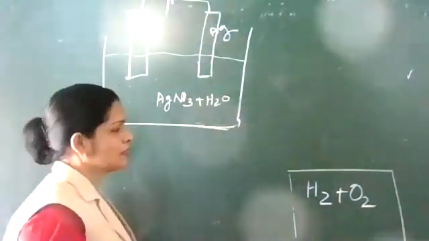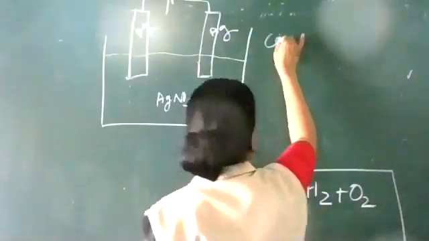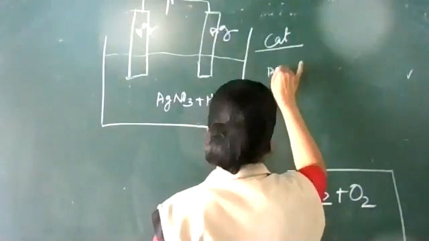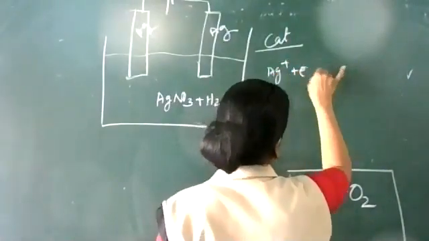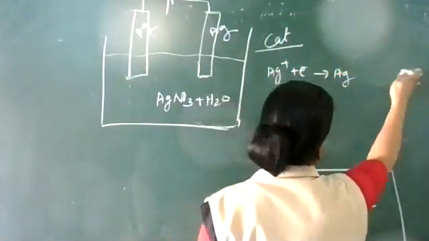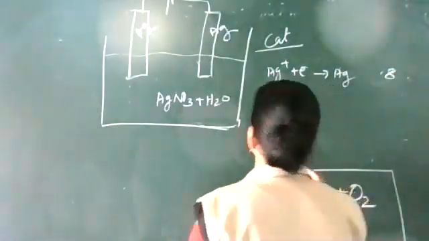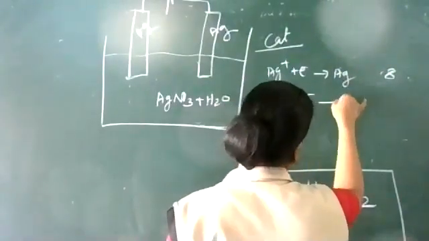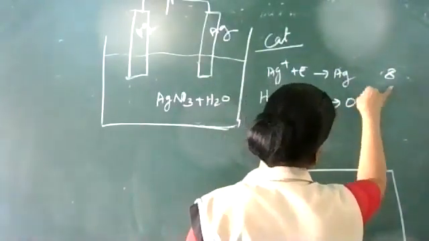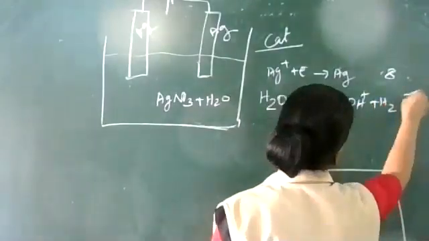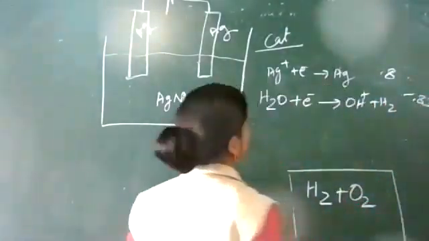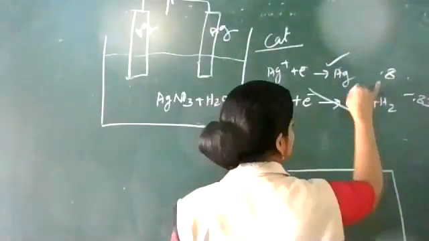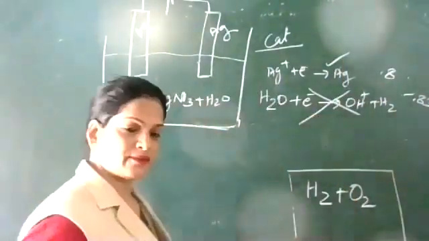What are they? At the cathode, reduction. That means Ag plus can undergo reduction to form metal, and water can undergo reduction to form base and hydrogen, that is minus 0.8. Of course, at the cathode, the higher inert value is preferred. So we will select this and cross this, right?